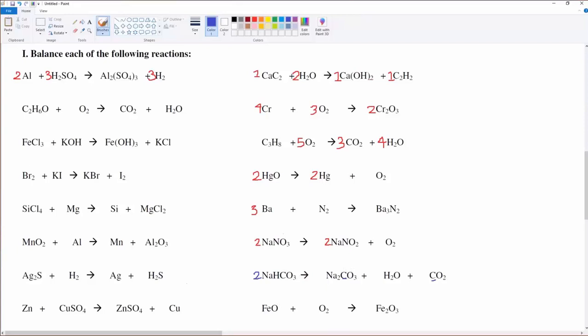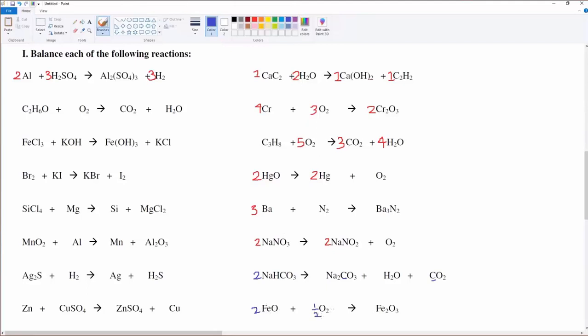Okay, what about this one? FeO plus O2 goes to form Fe2O3. So I'm going to need 2 FeOs because that's going to balance my irons, right? And then that gives me 2 oxygens here, 3 oxygens here. I need 1 more. So I'm going to make it a half on that O2. And that gives me 3 oxygens on each side and 2 irons on each side.